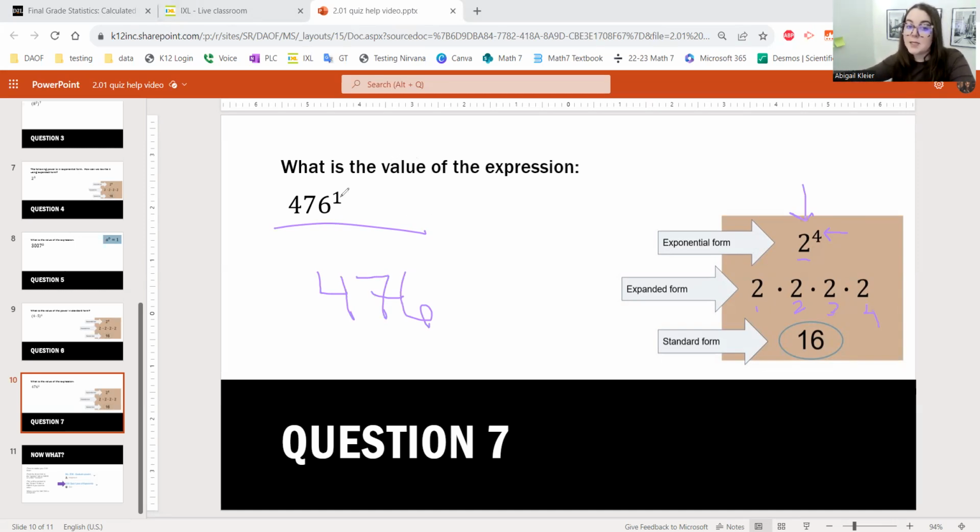The one power property states that if you have any number, no matter what the base is, and you are raising it to a power of 1, then the answer is just the base itself.